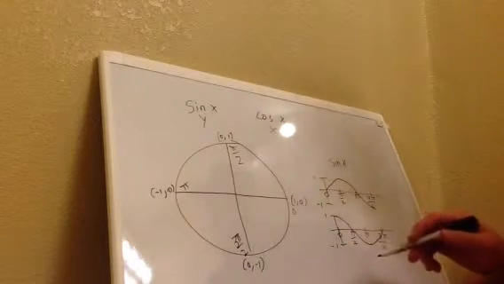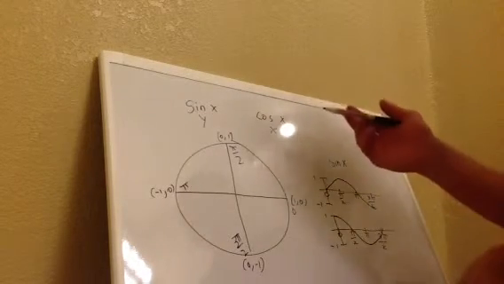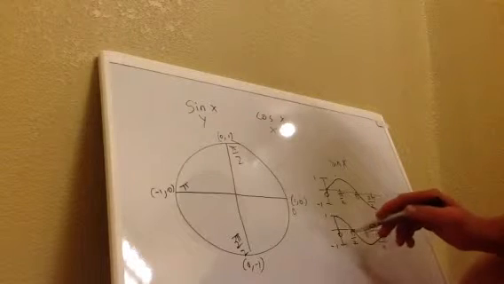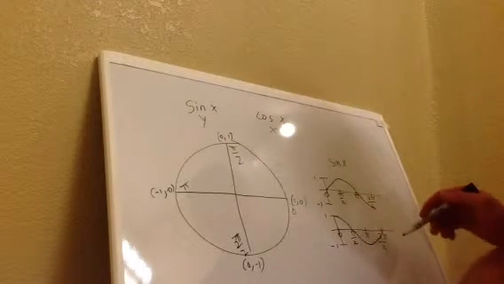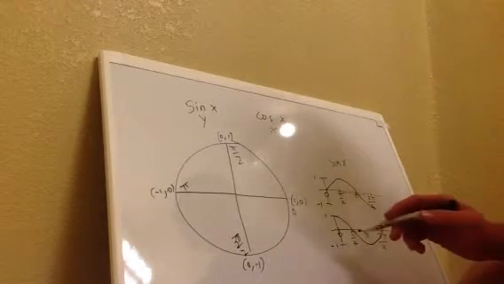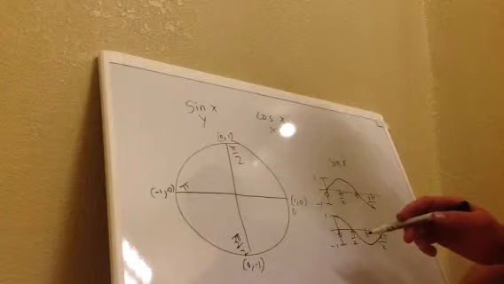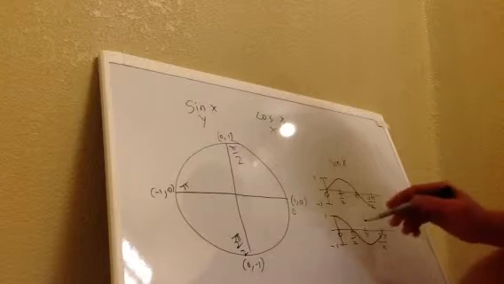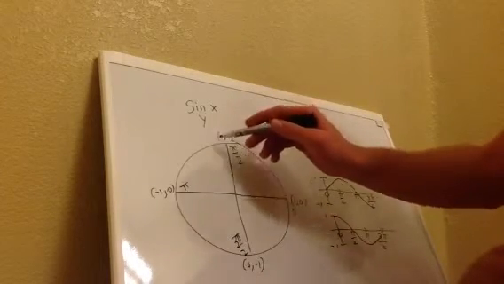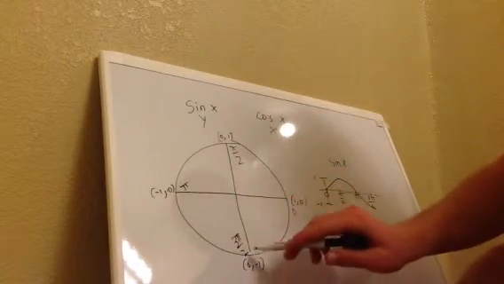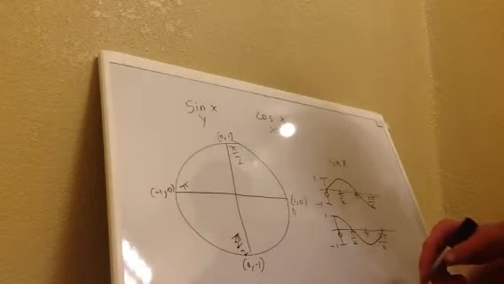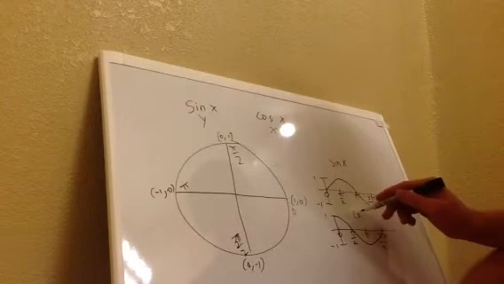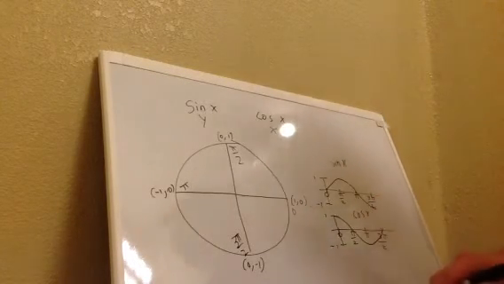Okay, so then for cosine of x, all you're doing is the exact same thing. You use those 4 basic points, 0, pi halves, pi, and 3 pi halves, and you take the x values. So you're going to start at 1, and then when you get to pi halves, x value is 0, pi is negative 1, 3 pi halves is 0. So this is your graph of cosine of x. Okay, that's all.